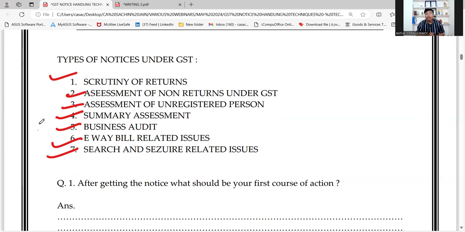Second is assessment of non-return filers. Suppose I have taken the GST registration, but I am not going to file the GST returns on the GST common portal, or I have not filed my final return. In that case, the departmental authority may assess my liability based on the data available with them. That type of assessment will be called assessment of non-return filers. In that case, the departmental authority will provide you one intimation, and based on that intimation, we need to submit the documents and prepare our reply.